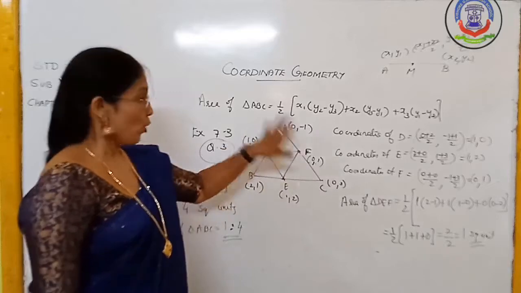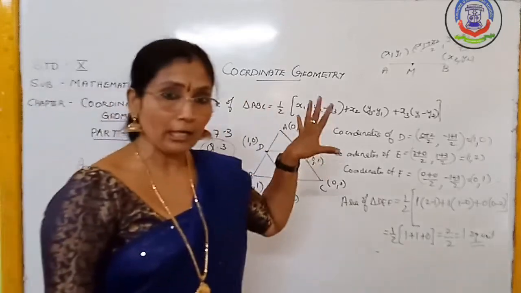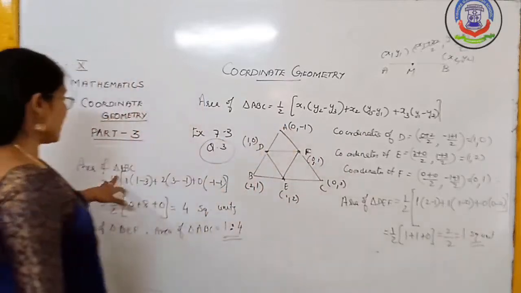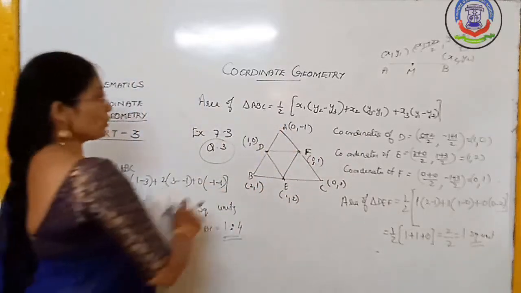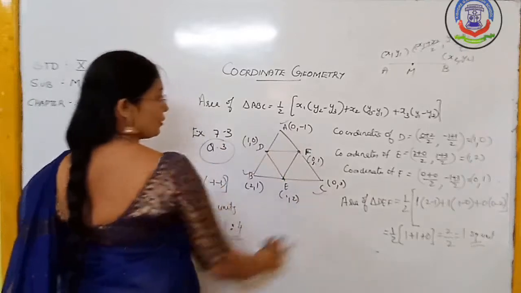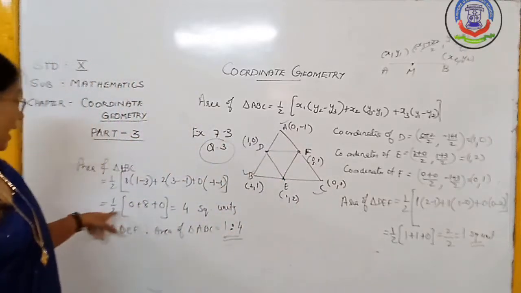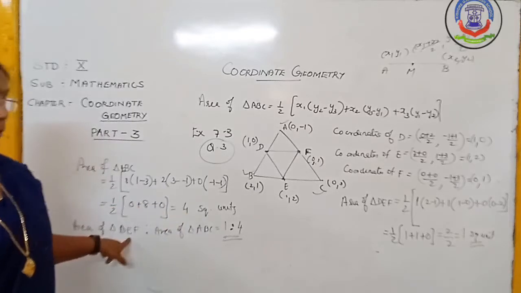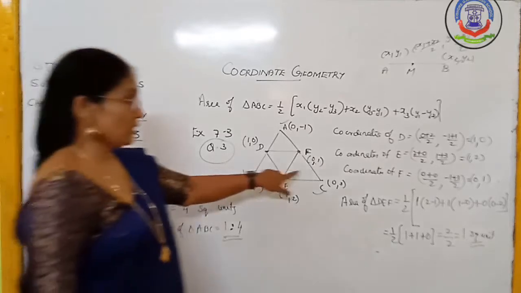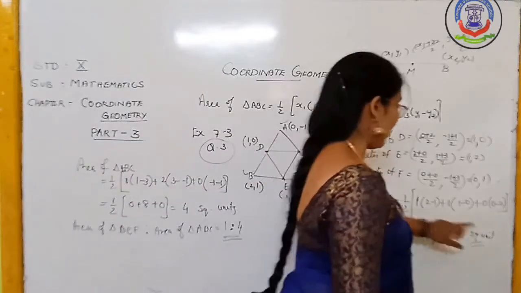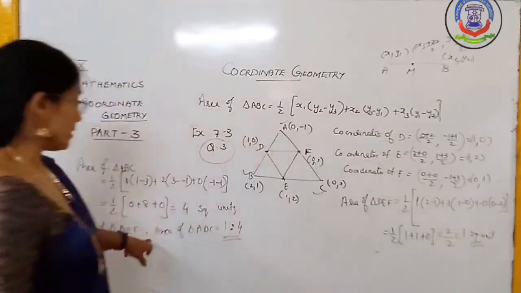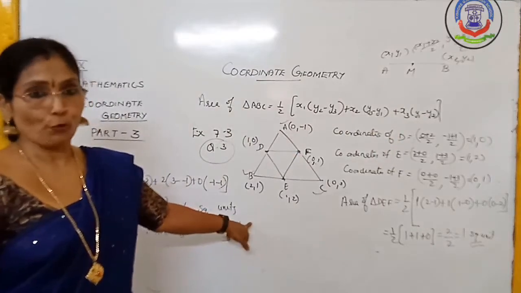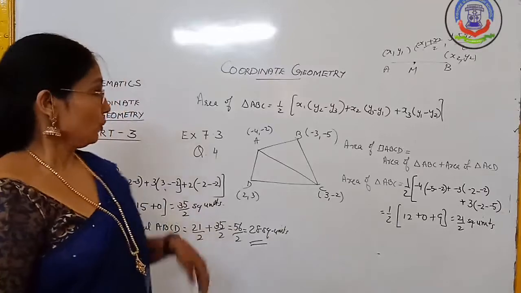Our question is: what is the ratio of the area of triangle DEF to the area of triangle ABC? Now the area of triangle ABC also you can find out by using the coordinates A, B and C, and finally you will get the answer as 4 square units. So the ratio of the area of triangle DEF to the area of triangle ABC is equal to 1:4. Clear for you children? Now look at the next question.